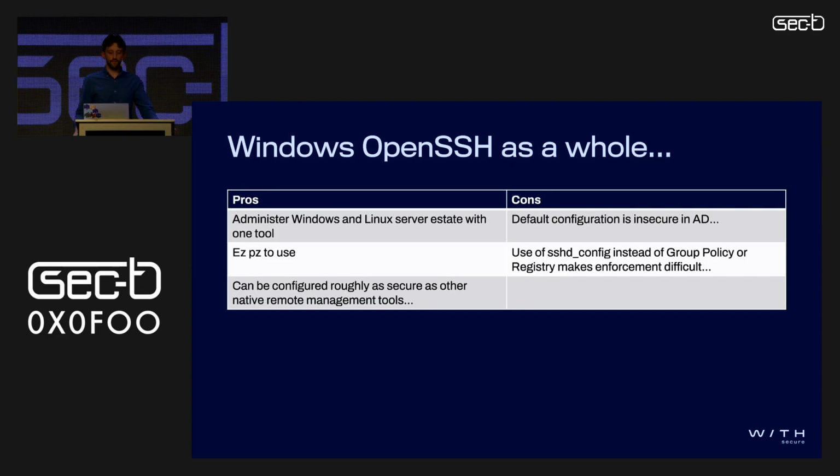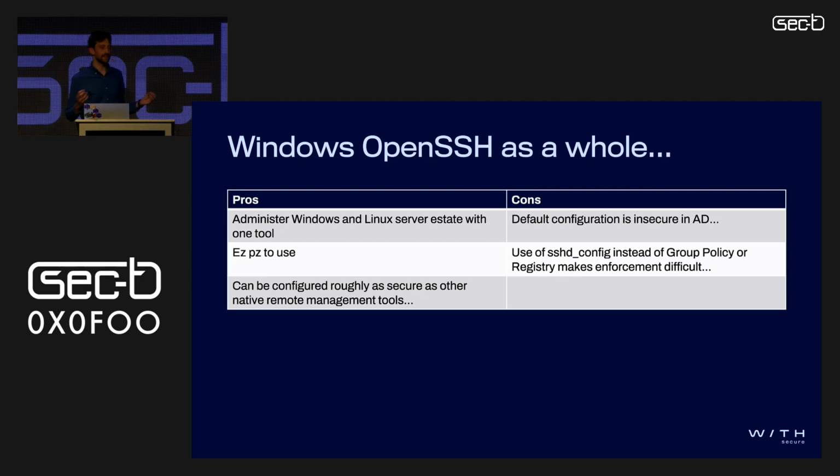And then after all of this stuff I've talked about, opening these massive holes and bringing in these familiar techniques in a new context, should you actually use Windows OpenSSH? On the pro side, I would say there is a genuine benefit to being able to administer both your Windows and your Linux estate with one tool, right? Complexity is the enemy of security, so having it all under one thing is actually useful, I think, for security too.